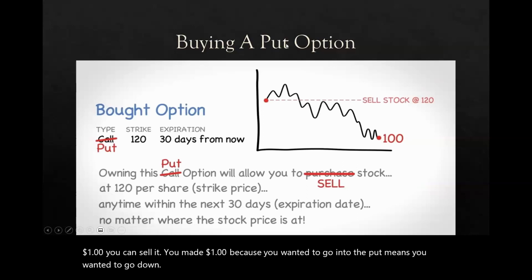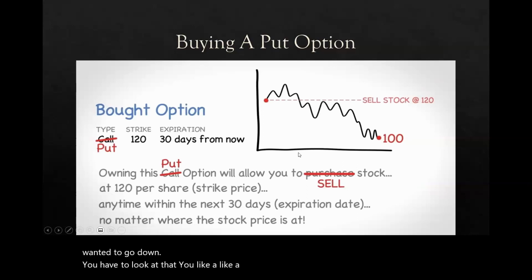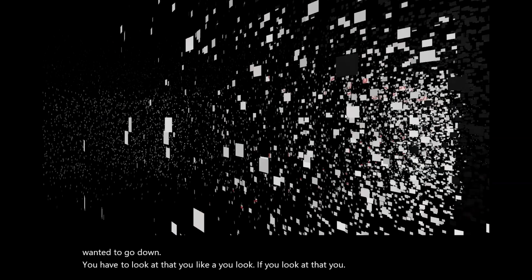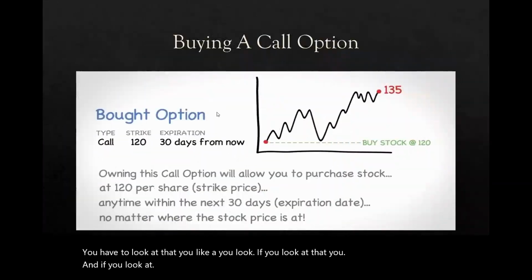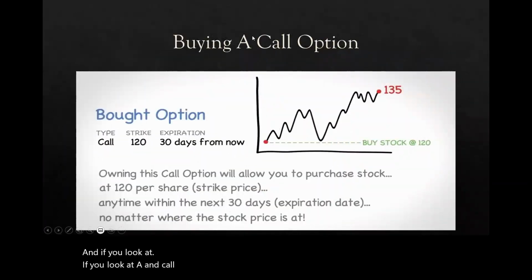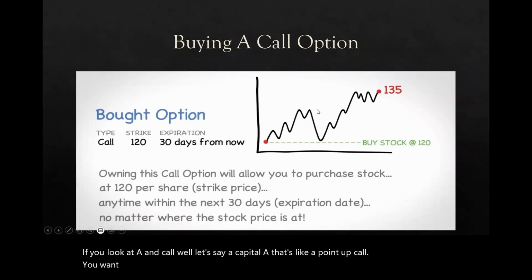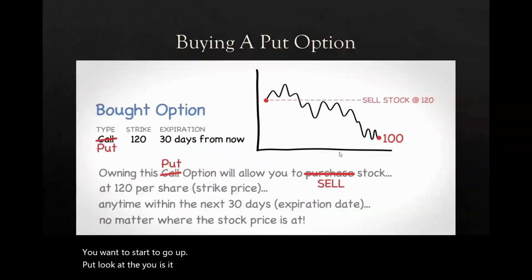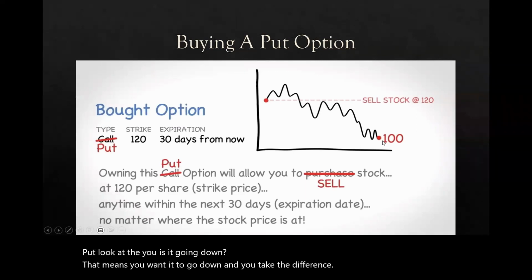You have to look at the A in call, let's say a capital A, that's like a point up. Call, you want the stock to go up. Look at the U in put as it going down. That means you want it to go down, and you take the difference.